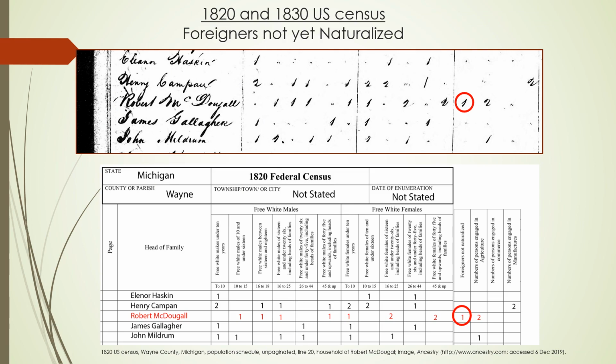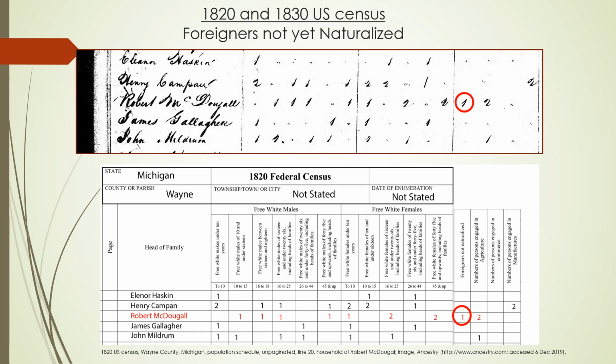Our next hint is to make sure that you're paying attention to every single column and the information it provides. An often overlooked column in the 1820 and 1830 census is the foreigners not yet naturalized column. In this 1820 example, the census indicates Robert McDougall had not yet naturalized.